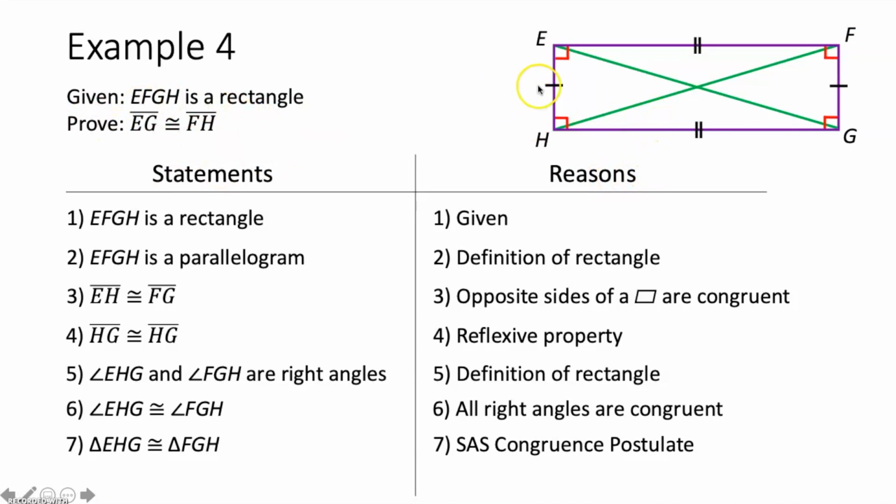We're trying to show that the diagonals, segment EG and segment FH, are congruent. Well, since I've shown that these two triangles are congruent, I could say that their corresponding sides, segment EG and segment FH, must be congruent because corresponding parts of congruent triangles are congruent, CPCTC.